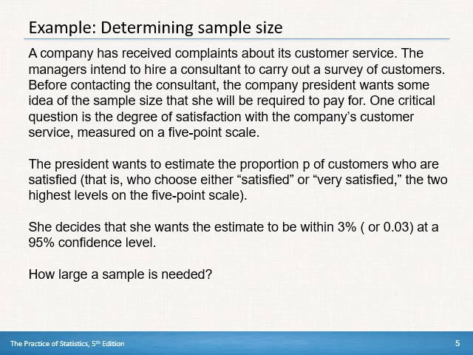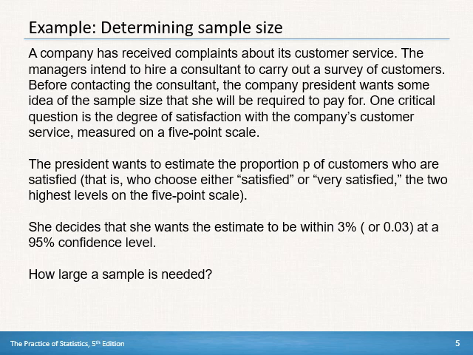So one critical question is the degree of satisfaction with customer service. In that case, it's going to be measured on a 5-point scale. So the president wants to estimate the proportion, p, the population proportion, of customers who are satisfied, that is, either satisfied or very satisfied, the two highest levels on the scale. So that's one question that we're going to concentrate on.